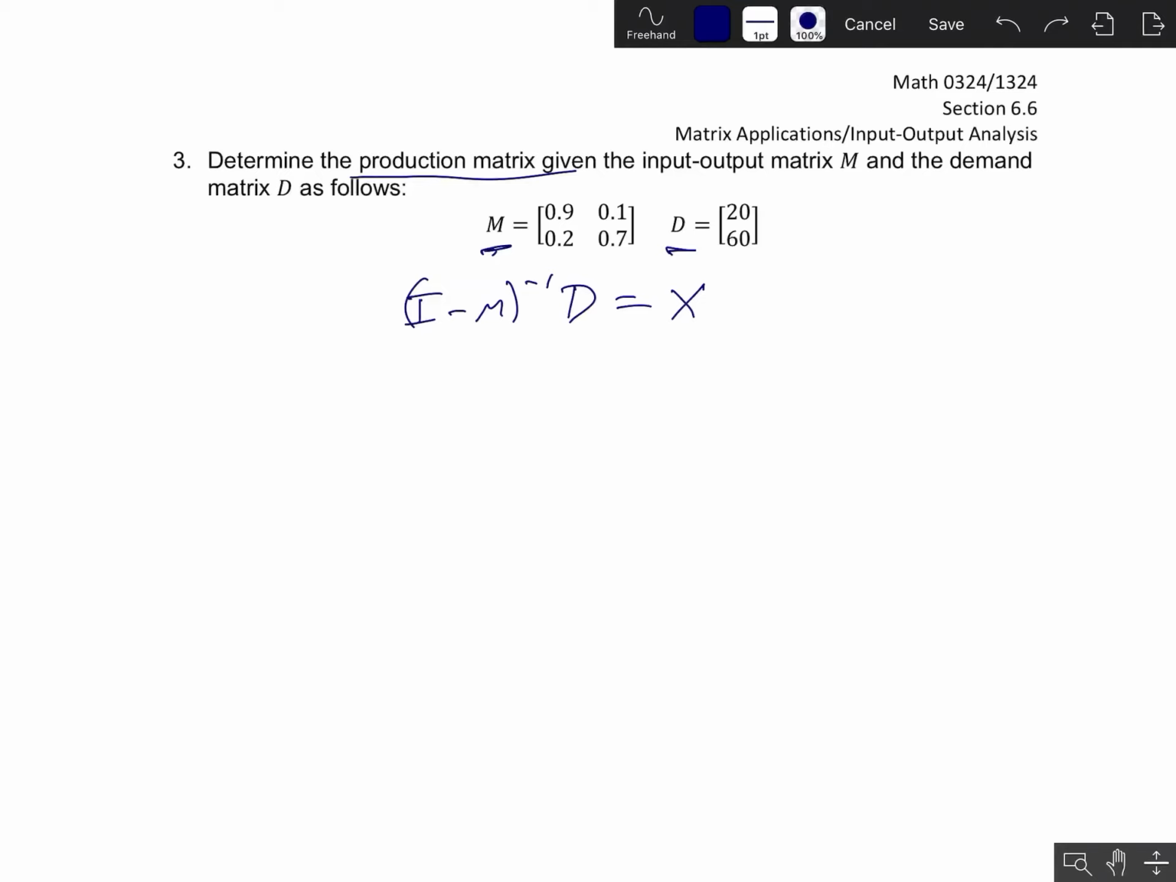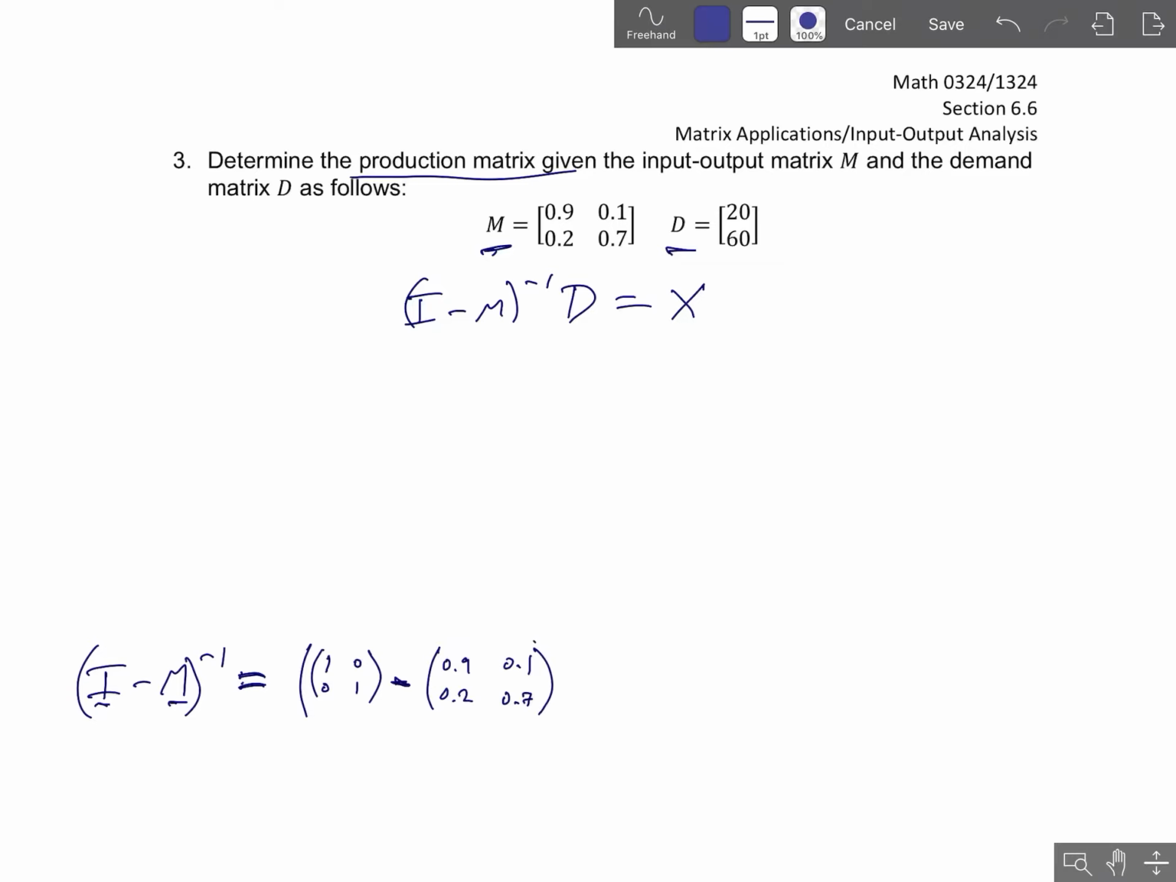And in order to do that, I think what I'm going to do is I will come down here to the side, as our scratch work to compute I minus M inverse. So I minus M inverse is going to be, now notice I in this case will be the same size as M. That's always going to be true. So I is going to be the 2 by 2 identity matrix, which is 1, 0, 0, 1. And then we're subtracting the matrix M, which was given to us in the prompt as 0.9, 0.1, 0.2, 0.7. And then after taking that difference, we want to invert.